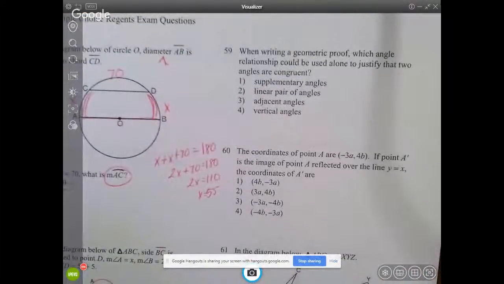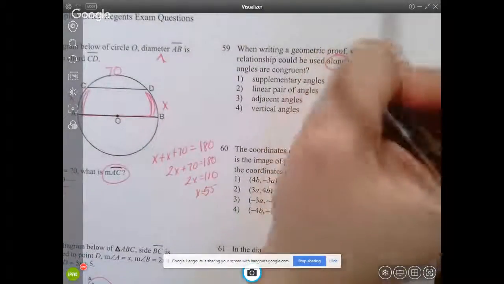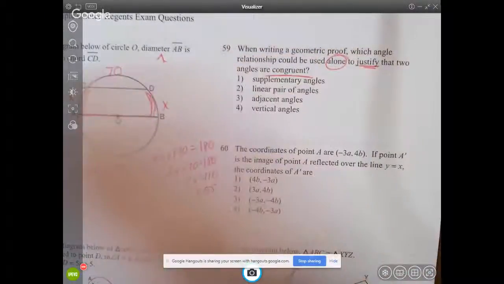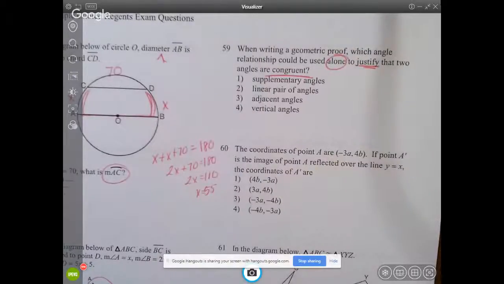When writing a geometric proof, which angle relationship could be used alone to justify congruence? So which one of those alone is congruent? 4 is correct. Vertical angles are congruent.